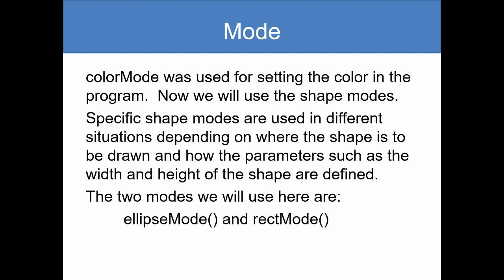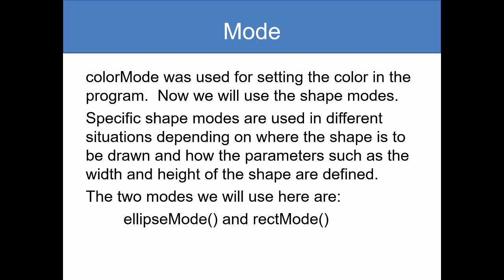So we started on this last time, color mode. And there's another type, and it's called shape mode. There are specific ones, and the ones that we're going to be using today are ellipse mode and rect mode. You can hopefully look at that and say, interesting, that has the word ellipse in it, so it probably has something to do with ellipses. Rect has the word rect in it, so that probably has something to do with rectangles. They don't try to reinvent the wheel each time they name something.